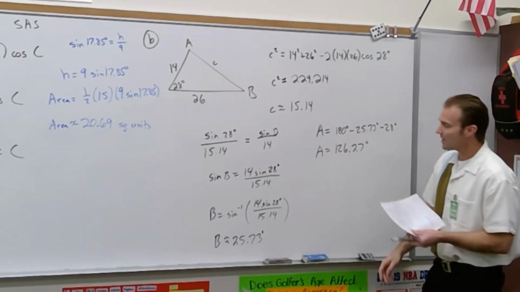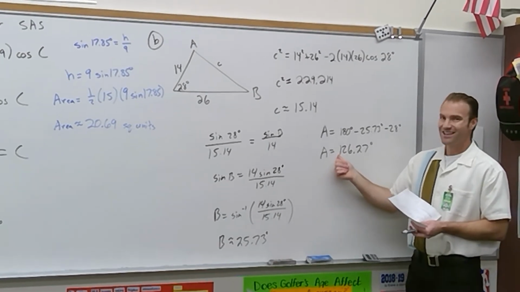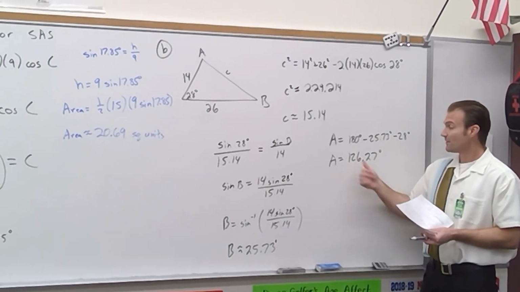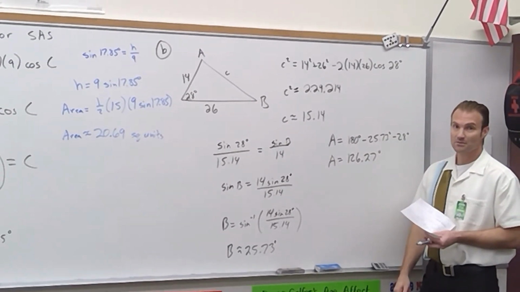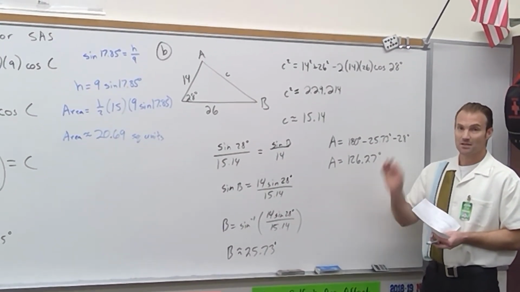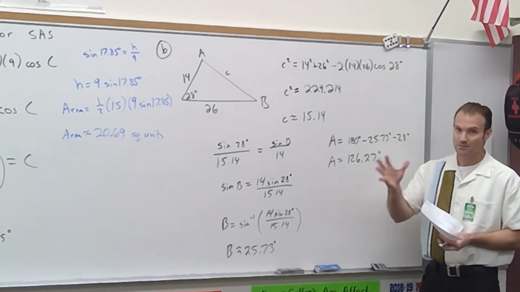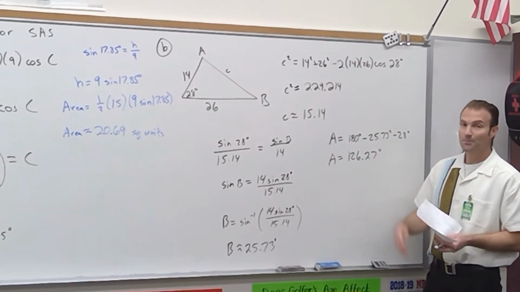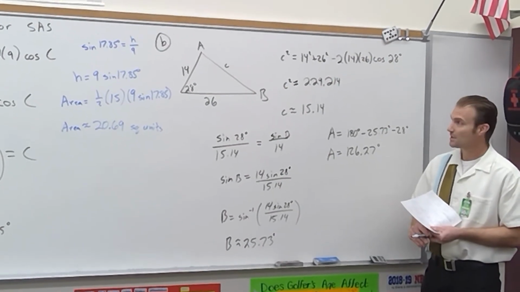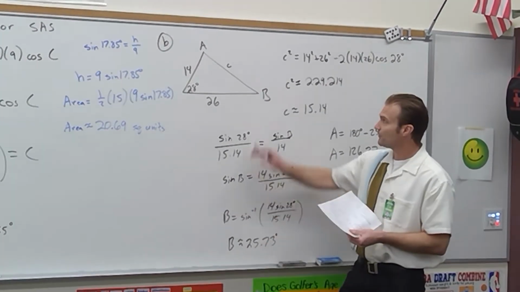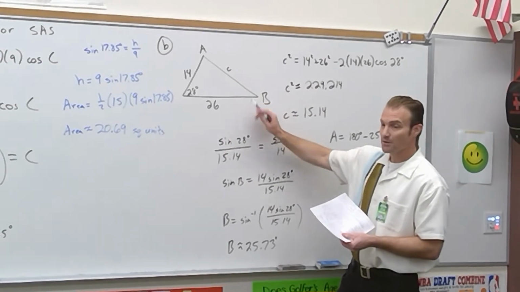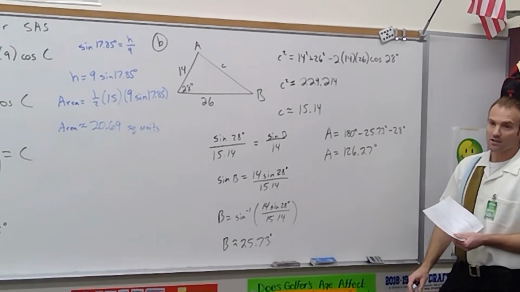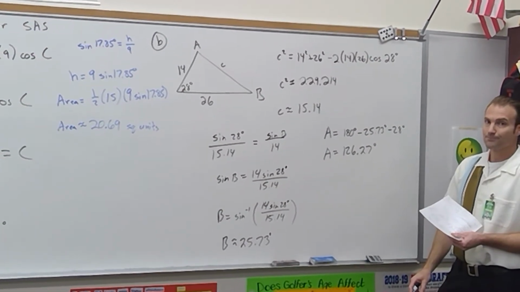If I had tried to find angle A, the obtuse angle, using law of sines, I would not have gotten the 126.27. I would have gotten an acute angle. So that tends to mess students up. So anytime you're solving with law of sines and you have the option of which angle to find first, in this case, it's wise to find the acute angle first, and then we can subtract our two acute angles from 180 to get our obtuse angle.